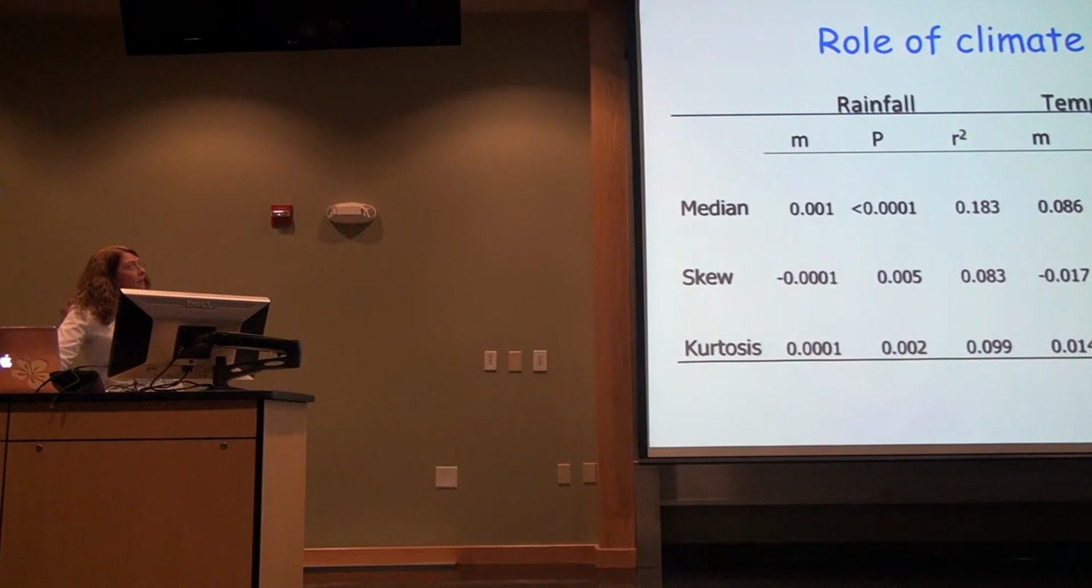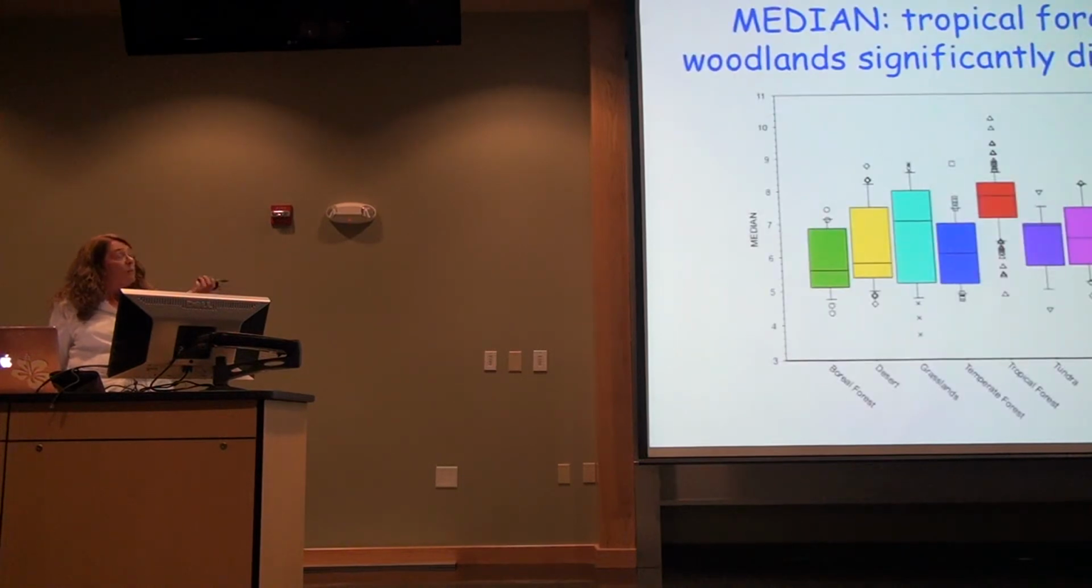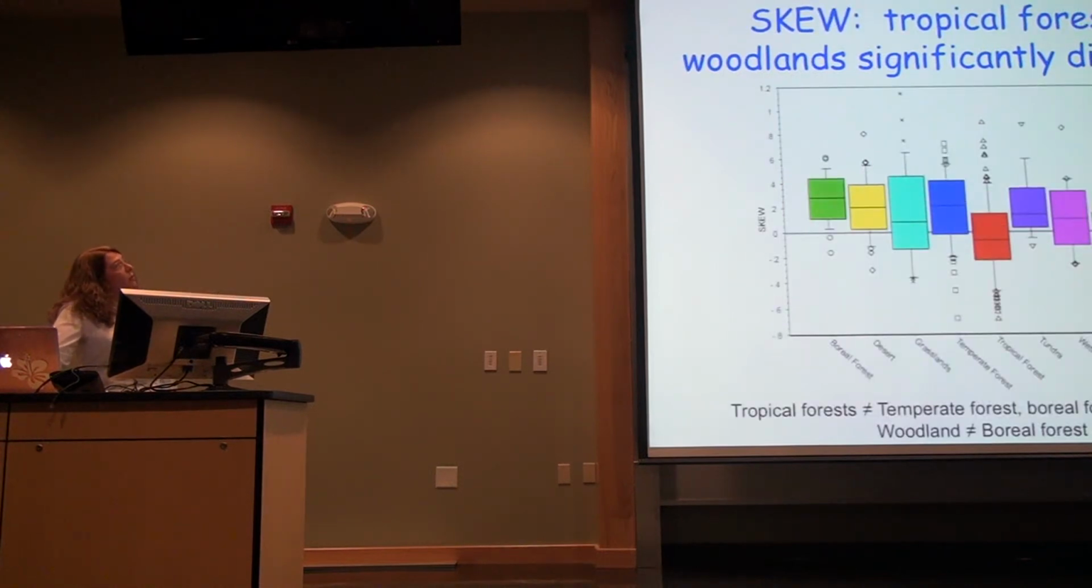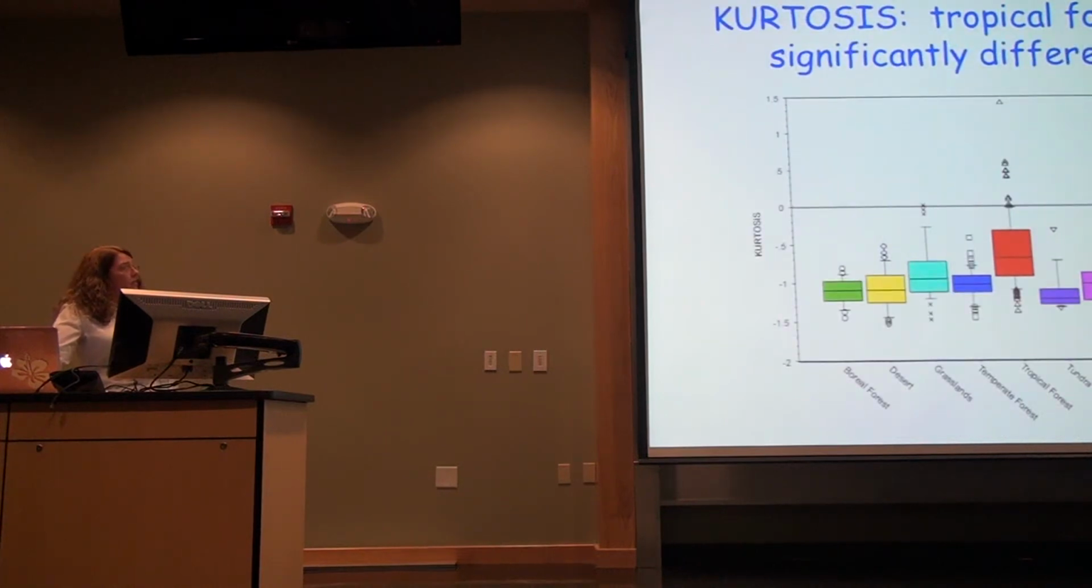So you might think that it's climate, and if you just look at the relationship between these variables and mean annual rainfall and mean annual temperature, there is a relationship, but it's weak. If you look at habitat, I think this is where you see some explanatory power. For median, tropical forests and woodlands are significantly different. They're significantly larger body sizes. For skew, tropical forests and woodlands, again, are significantly different. And for kurtosis, tropical forests, again, are significantly different.